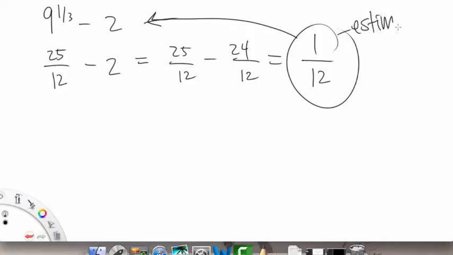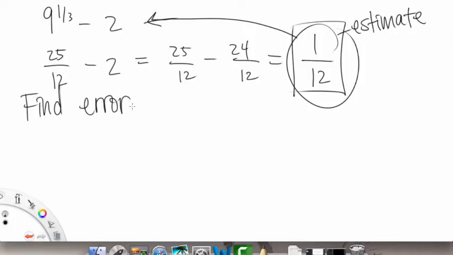Estimate. And so that's basically it. That is our linear approximation. And now what we have to do, the second step, is to find the error. So what we're going to do is find the error. Okay, so how do we do this?